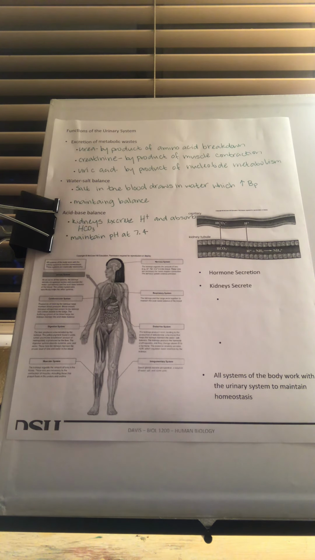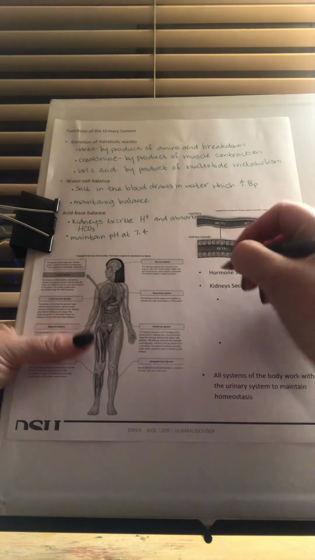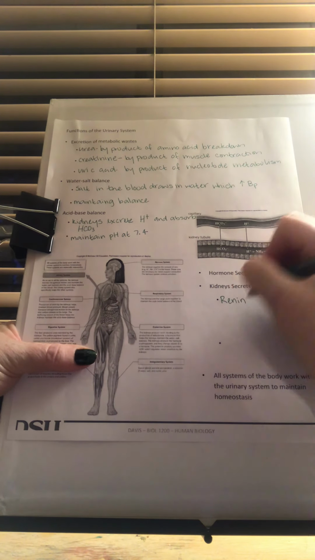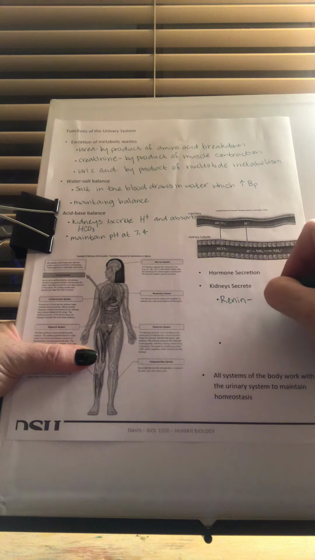Okay, so kidneys also have a function in hormone secretion. They secrete something called renin. And this is going to help with our water-salt balance.